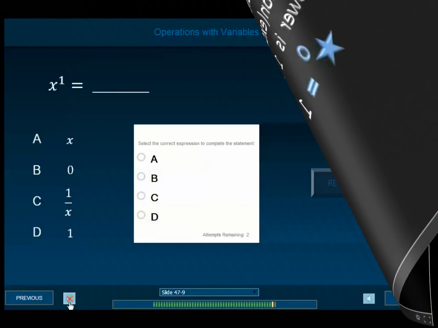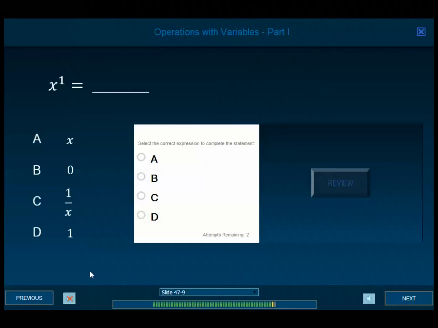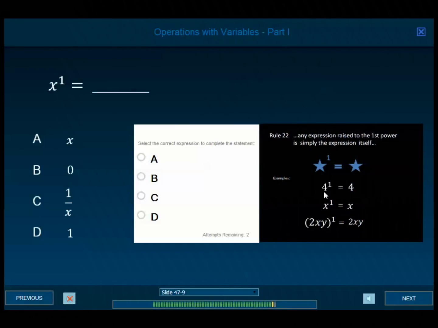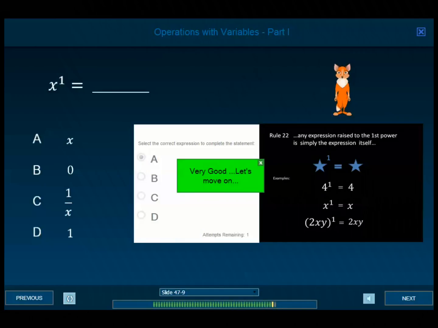According to Rule 22, x to the first power is equal to what? Very nice. X to the first power is equal to x.